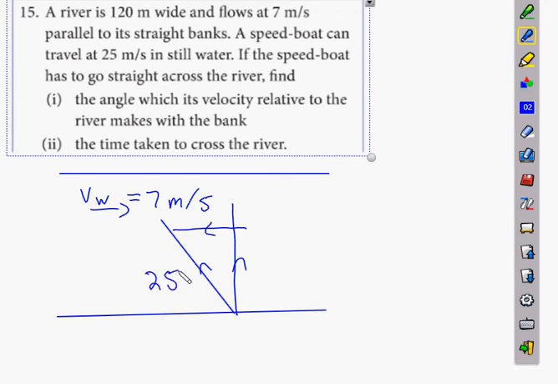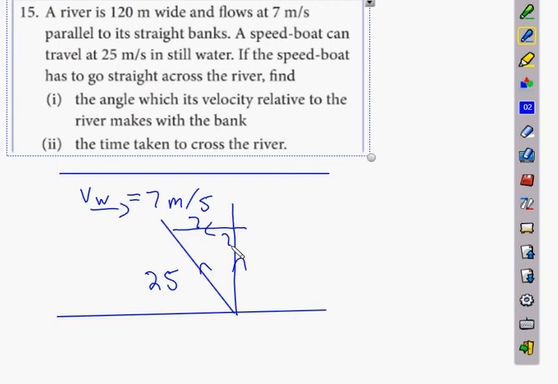What does your i component have to be to battle the current? 7 in the opposite direction. Okay, so you have a 7 here. And then we're going to have to do Pythagoras' theorem and figure out what this is. I'm guessing it's going to be 24, but we'll find out for sure.